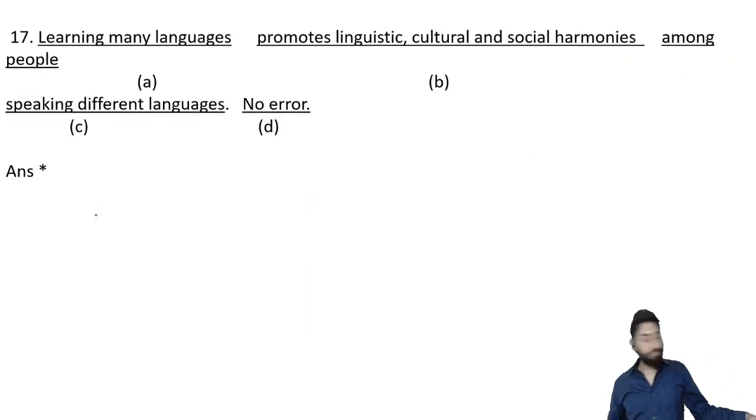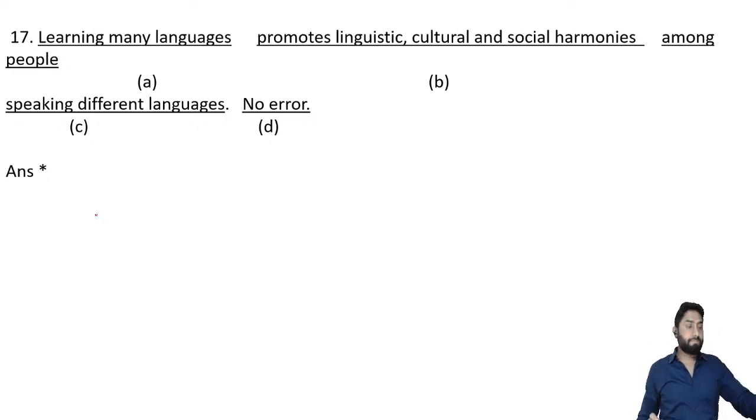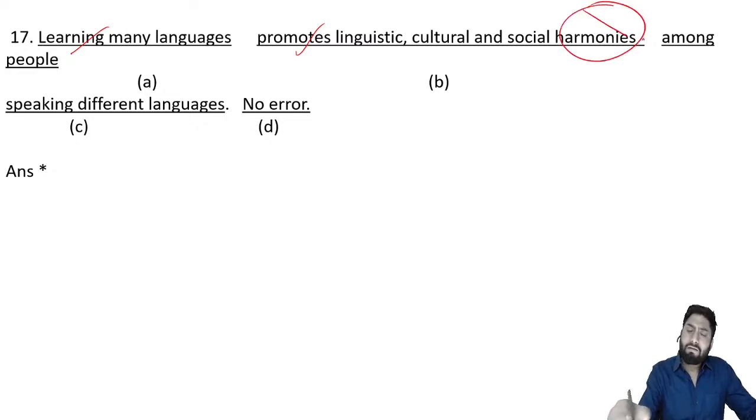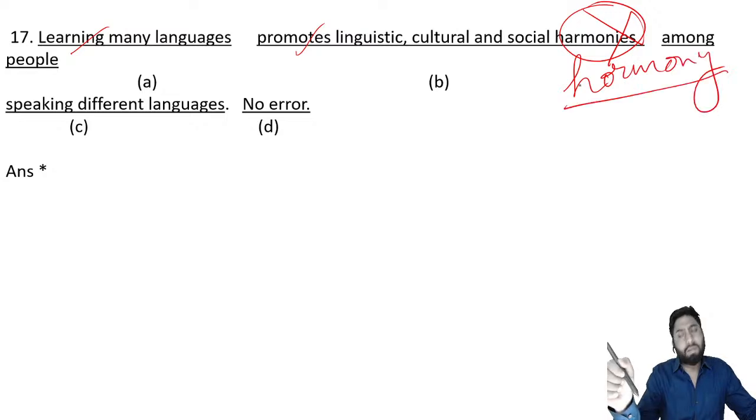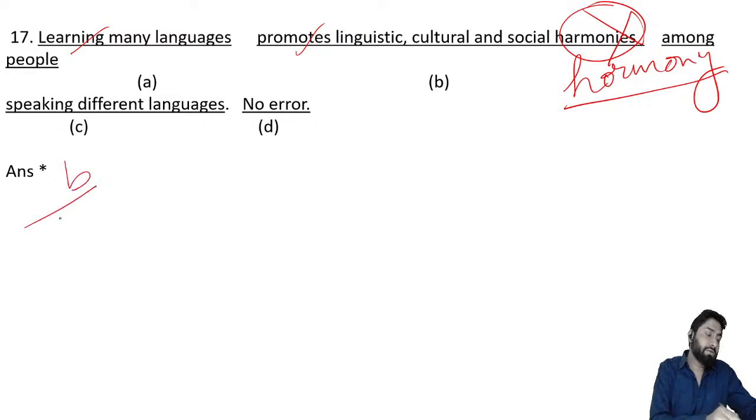Now next. So next one is the learning. Learning many languages promotes linguistic, cultural, social harmonies among people speaking different languages. So learning many languages promotes. Learning की बात करो, promotes is fine. Linguistic, cultural, social harmonies. No, harmony. It's not harmonies. We don't make plural of it. That's wrong, right? Among people speaking different languages. So the problem is in the B. So the error is in B part. So that's what the answer is.